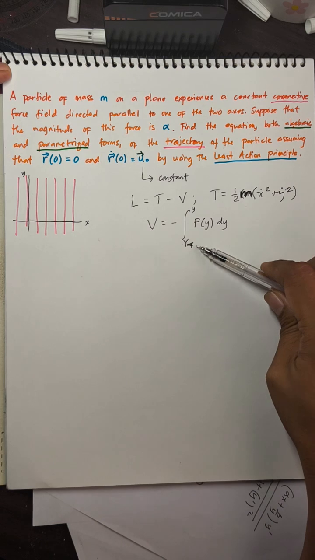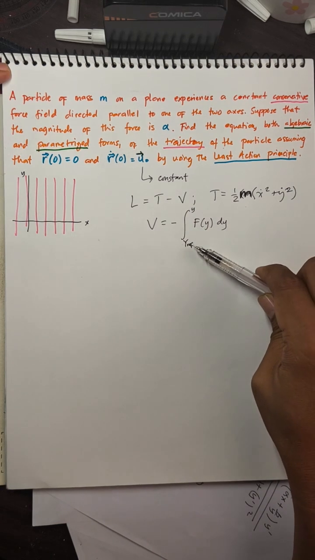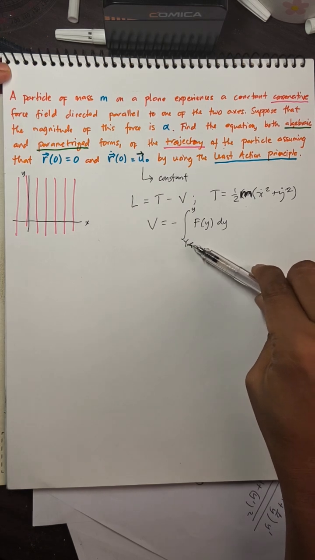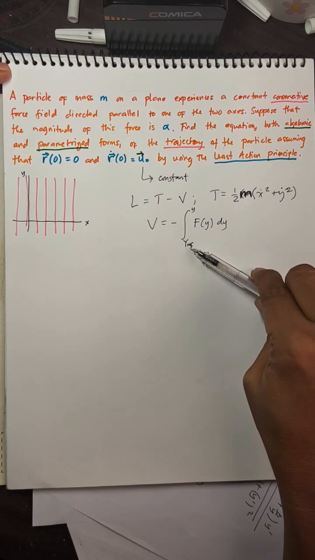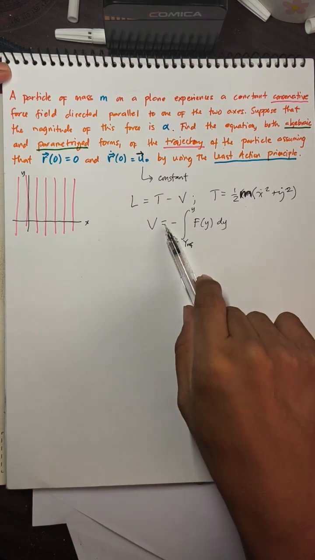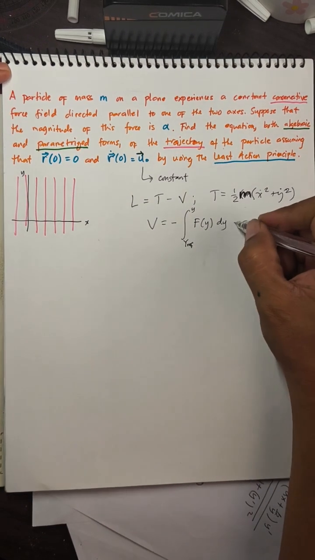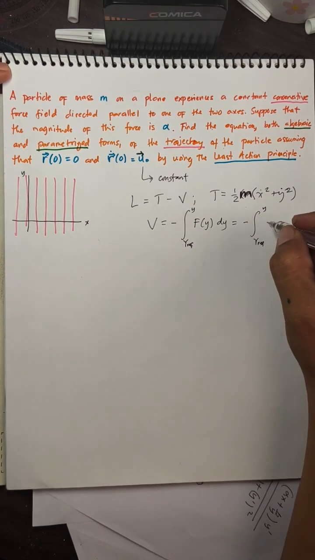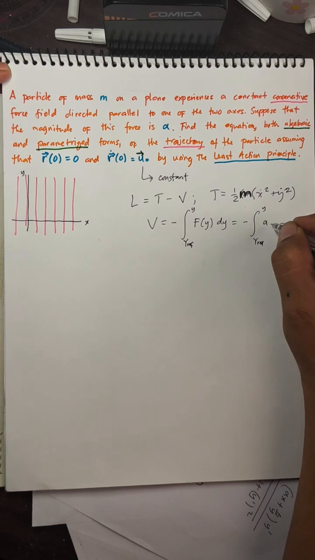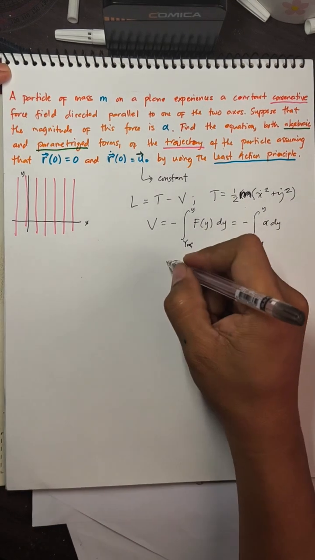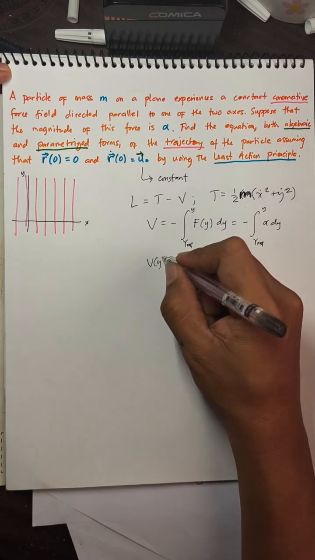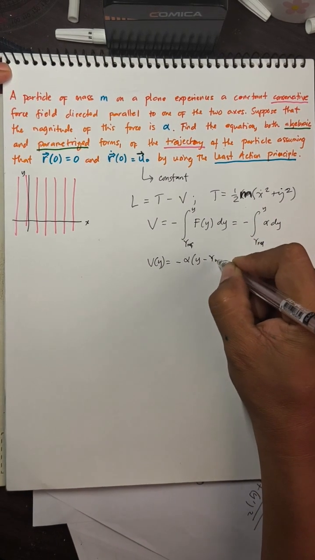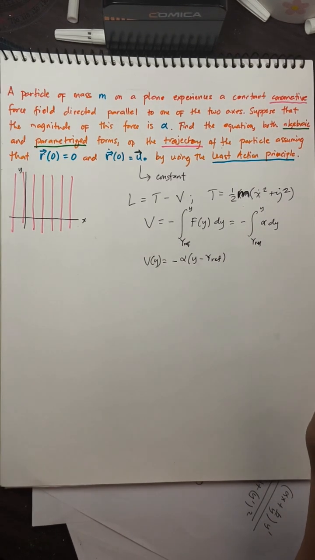Again, I'd like to emphasize y ref is the reference point, meaning that at this level, our potential energy is zero. So this is now our V of y, which is equal to minus the integral from y ref to y of alpha dy. This makes our potential V of y equal to negative alpha times y minus y ref. So we now have that.